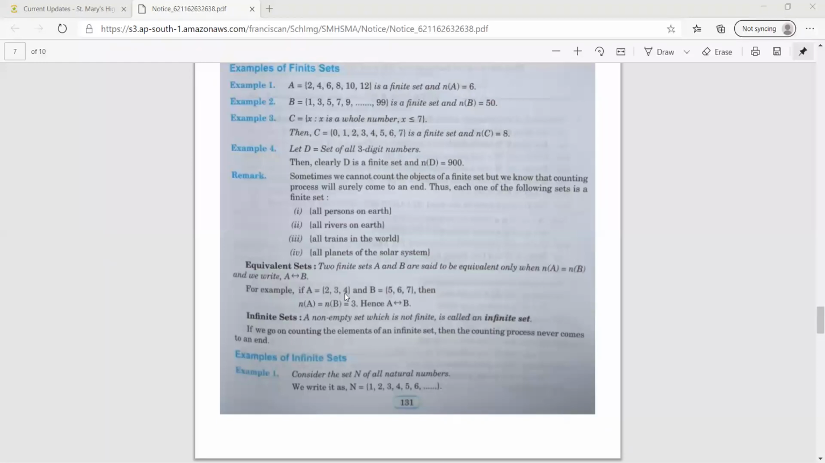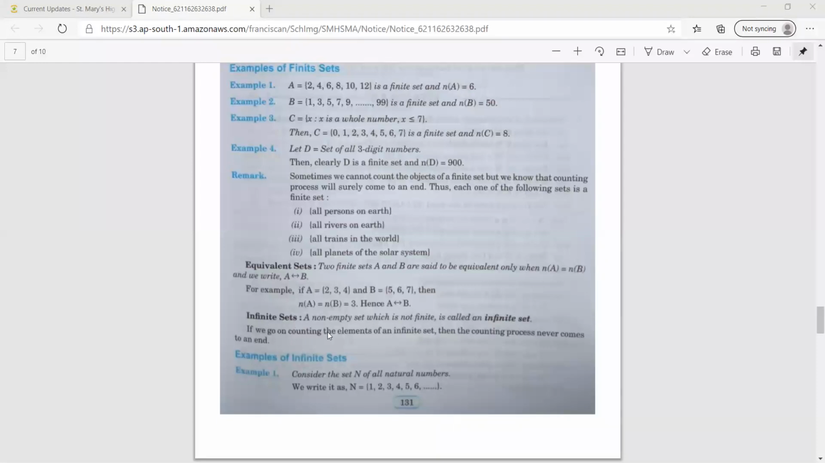How is it equivalent? In A there is 2, 3, 4, and in B there is 5, 6, 7. If you look at the type of elements, they are not the same, but the number of elements in both these sets is 3. The cardinal number of A is 3, and the cardinal number of B is 3. So it is equal. Hence, A is equivalent to B. Set A is equivalent to set B.